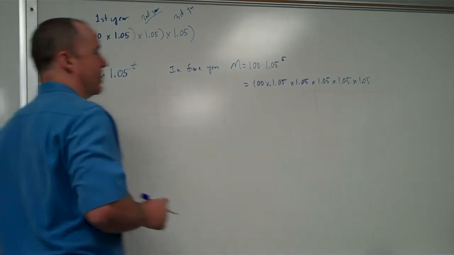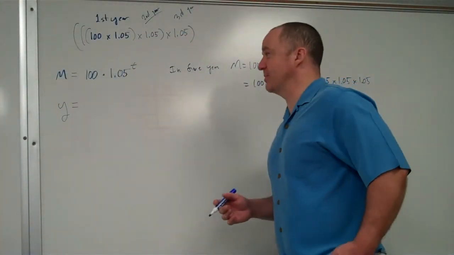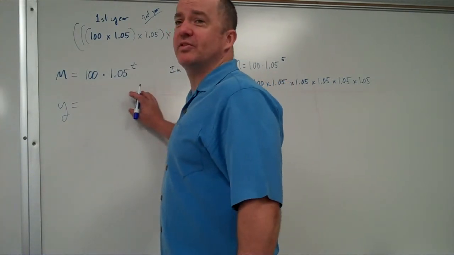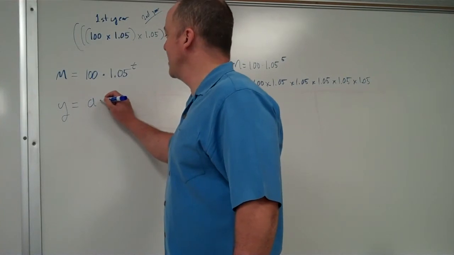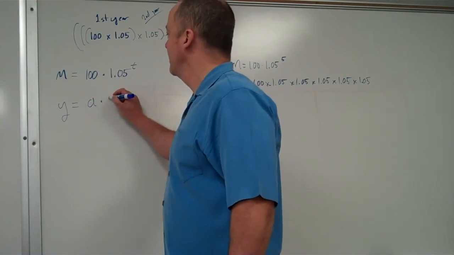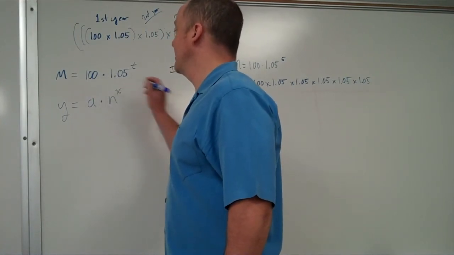Is this easier than what we did last week? Maybe. For some of you it might be. At any rate, the reason why we're doing this now is because this form of this equation is the same thing as y equals a times b to the x.